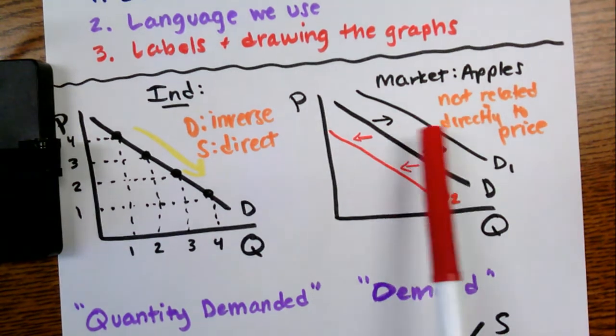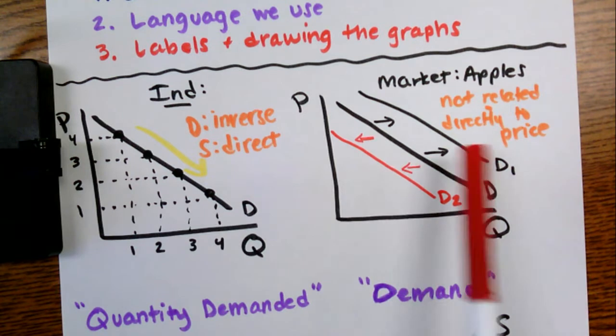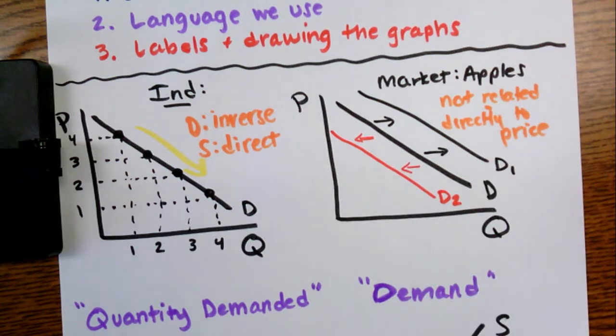So when we talk about the market demand, we're talking about things that influence the demand for a product. Or if we talk about the market supply, it's the same. It's things that influence the supply that don't have anything to do with the price of the item. And also this is having to do with demand. All right. So that's the difference between market and individual.